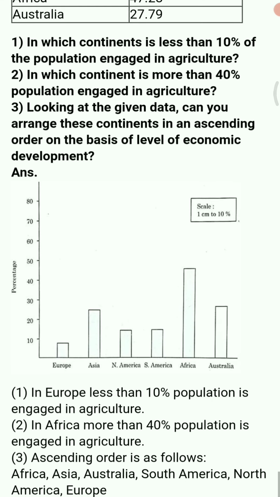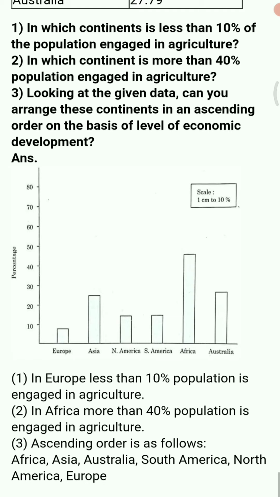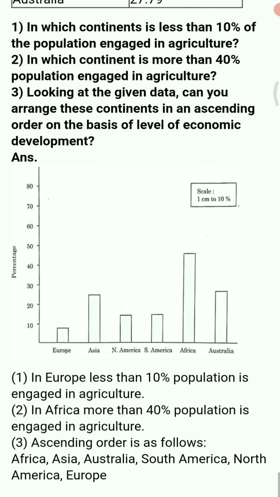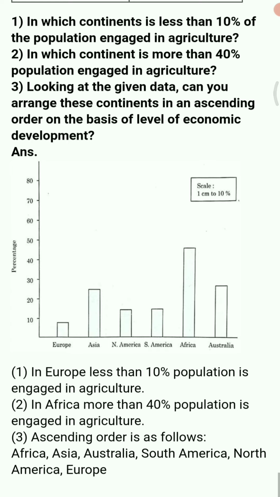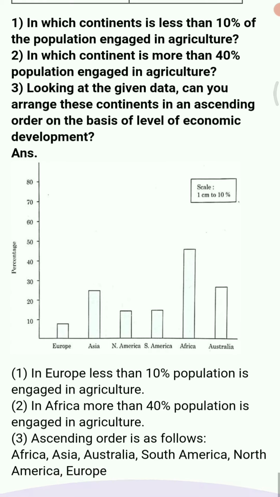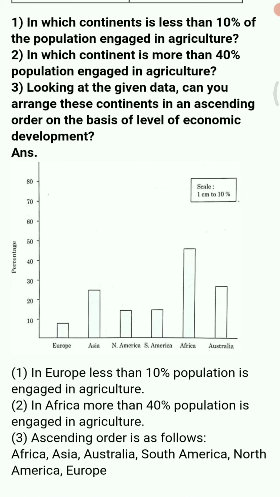Next, looking at the given data, can you arrange these continents in the ascending order on the basis of economic development? अगर प्राइमरी एक्टिविटी में पॉपुलेशन ज़्यादा एंगेज है तो डेफिनेटली उनकी जो इकोनॉमिक डेवलपमेंट है, वो कम है. ओके, सो सबसे ज़्यादा एंगेज्ड पॉपुलेशन इज सीन इन अफ्रीका. सो अफ्रीका की जो इकोनॉमिक डेवलपमेंट है वो सबसे कम है. So the ascending order will be as follows: Africa, Asia, Australia, South America, North America and Europe. So this is how the arrangement will be regarding the continents in the ascending order for the economic development.